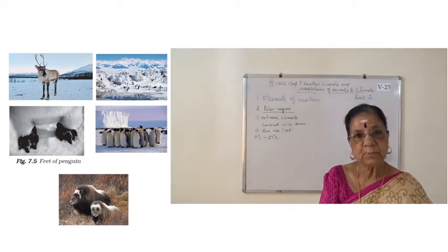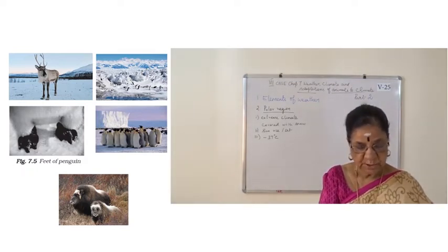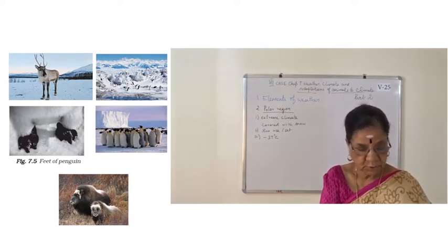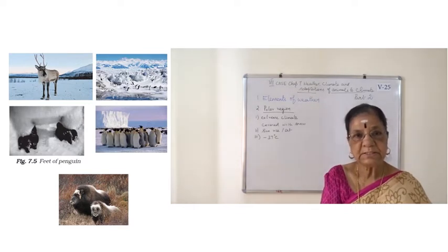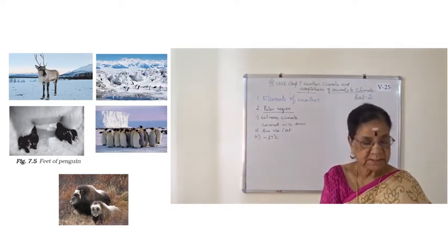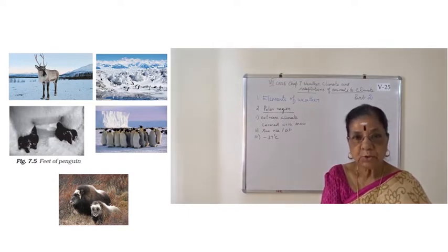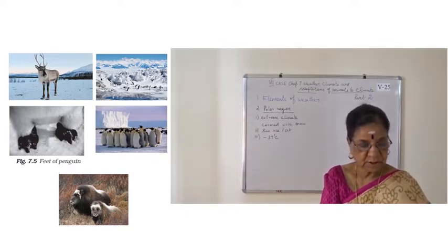What are the regions in the polar region? What are the parts in the polar region? Canada, Greenland, Iceland, Norway, Sweden, Finland, Alaska in USA, Siberian region of Russia. These are all countries having a very cold climate.